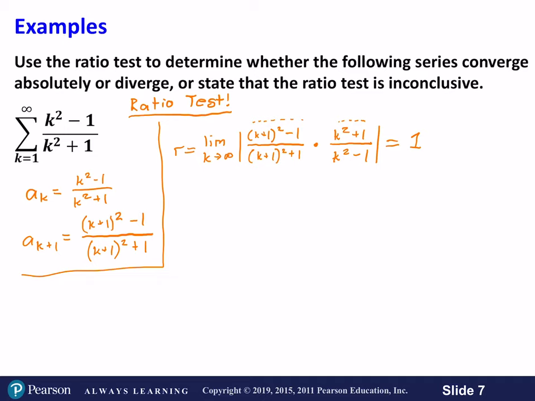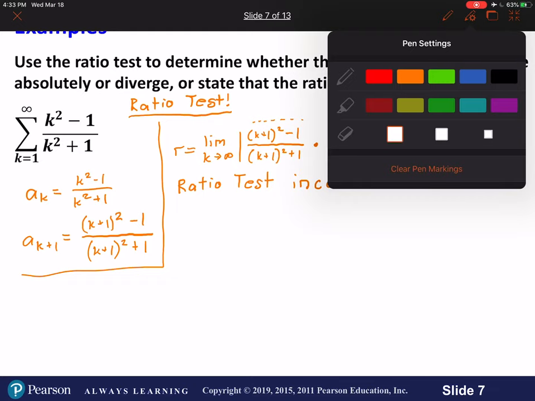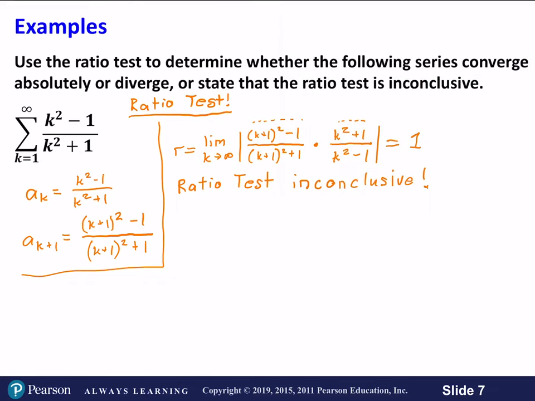Since we got 1 as an answer, the ratio test is inconclusive. So we would have to use some other test. The test that I would recommend we use to determine whether this converges or diverges is the divergence test.